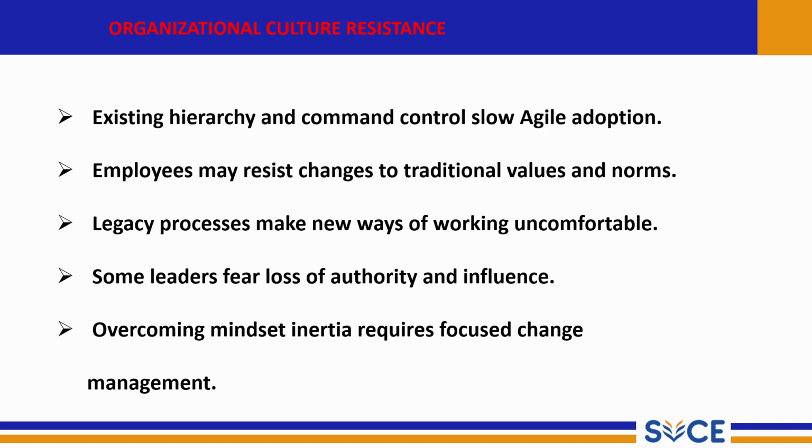Number one is organizational culture or resistance. The existing hierarchy and command-control slow agile adoption. The traditional command-control structure makes agile adoption difficult, since agile thrives on flexibility and empowerment. Employees may resist changes to traditional values and norms. People are often comfortable with the old processes and resist agile because it feels unfamiliar.